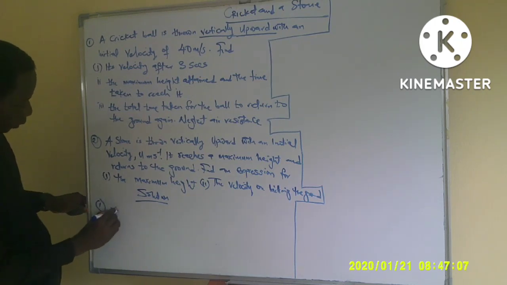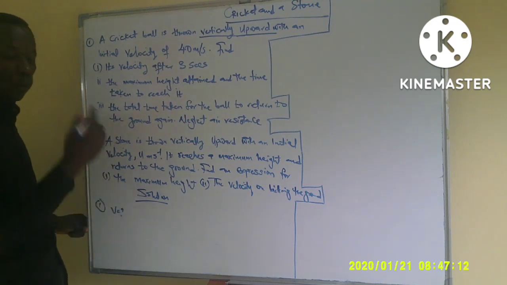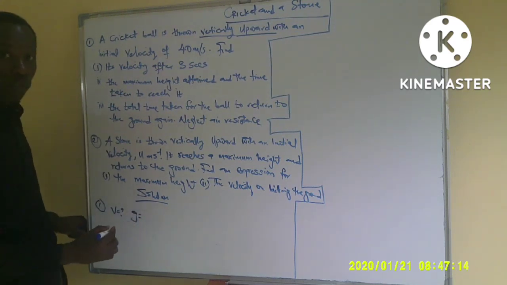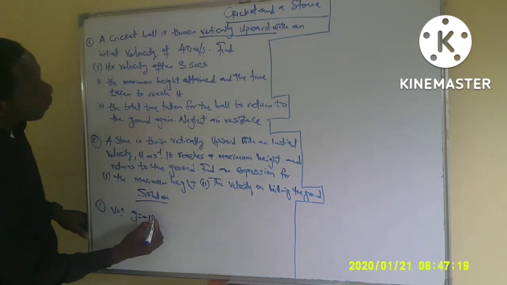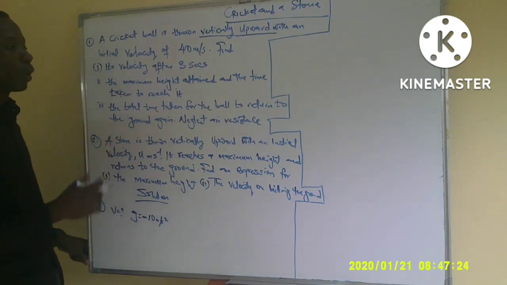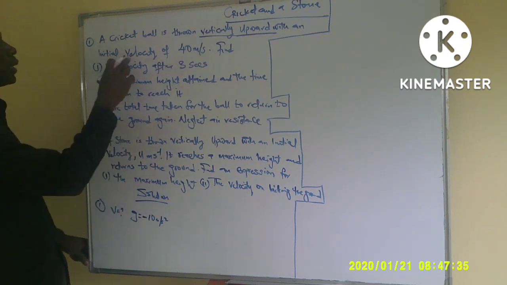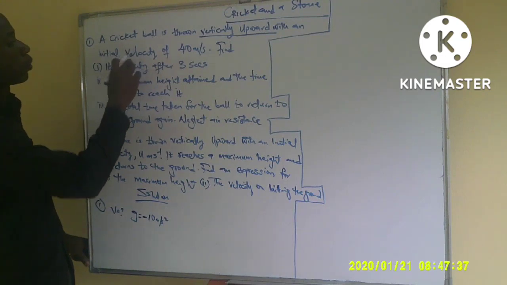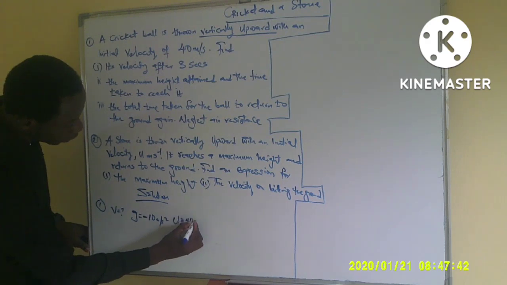V, we don't know. Then of course once it is moving vertically upward, the g becomes negative because it's against gravity. So negative 10 meter per second square. It's not given, but you should know that anything that has to do with gravity, the acceleration is 10 meter per second square. Some textbooks say 9.8 meter per second square, but approximately it's 10 meter per second square. The initial velocity is given as 40 meter per second. So u is equal to 40 meter per second.